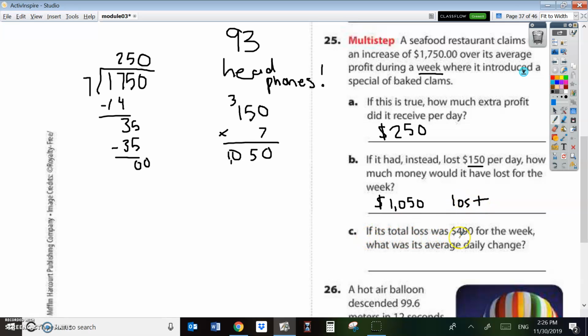If its total loss was 490 for the week, what was its average daily change? So negative 490 divided by 7 is going to be negative 70. It's going to be a $70 loss per day.